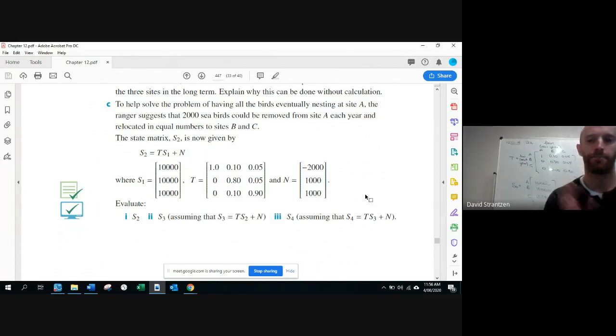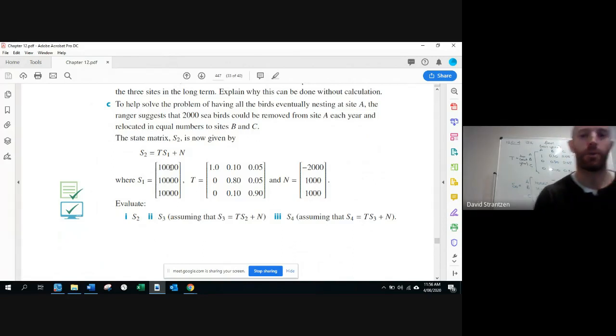Now, notice that because negative 2,000 plus 1,000 plus 1,000 adds up to 0, our overall number of birds will remain fixed at 30,000, okay? Because the birds are being moved from one site to another, but we're not actually removing birds completely or adding any extra new birds.